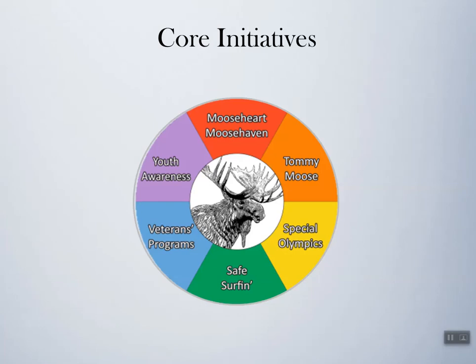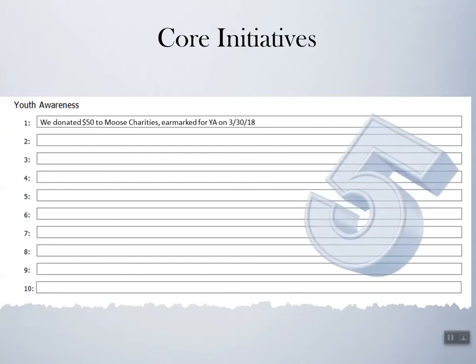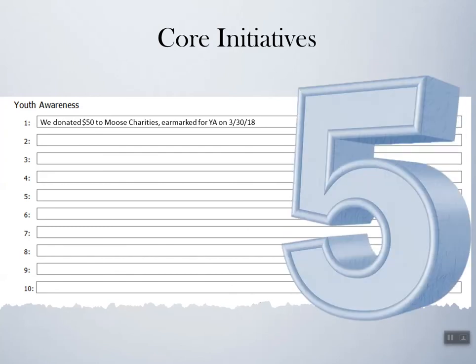And finally, within the core initiatives, we have the Youth Awareness Program. Please enter any monies that you have donated to Moose Charities and specifically earmarked for youth awareness. You should also enter any hosting of conferences or congresses that your lodge has done, as well as if your lodge has sponsored a student or coordinated a kids' talk here. For every properly entered line item within the core initiatives, your lodge will be awarded 5 points.